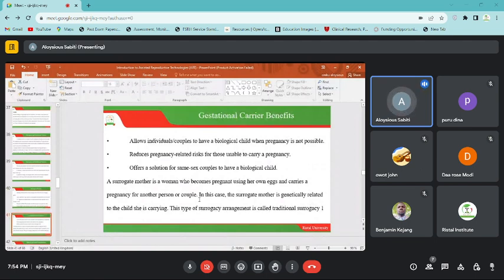So then if you're looking at the gestational carrier, we want to look at what some of the benefits are. And we're saying that it allows individuals or couples to have a biological child when pregnancy is not possible, but also it reduces the pregnancy-related risks for those unable to carry a pregnancy. But also it offers a solution for same-sex couples to have a biological child. So this is mainly in the modern world.